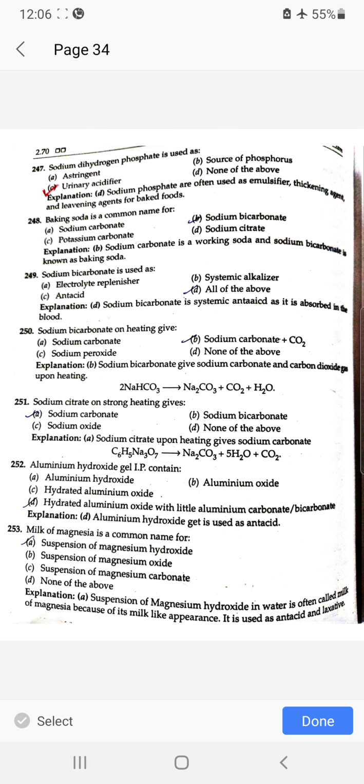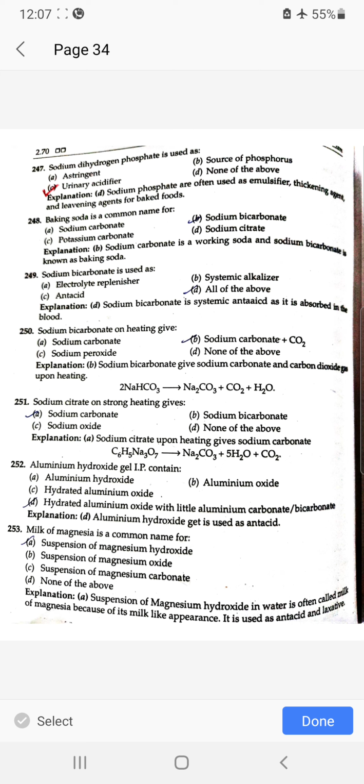Sodium dihydrogen phosphate is used as urinary acidifier. Baking soda is a common name for sodium bicarbonate. Sodium bicarbonate is used for electrolyte replenishers, systemic alkalizer, antacid, all of the above. Sodium bicarbonate on heating gives sodium carbonate plus CO2. Sodium citrate on strong heating gives sodium carbonate.